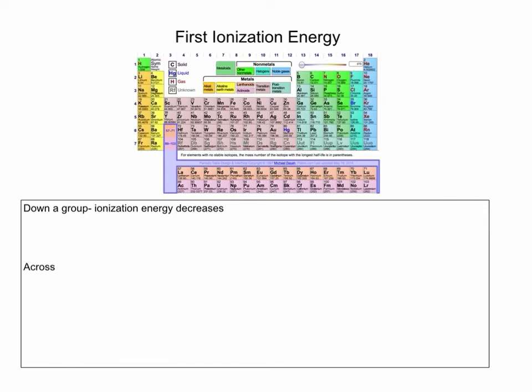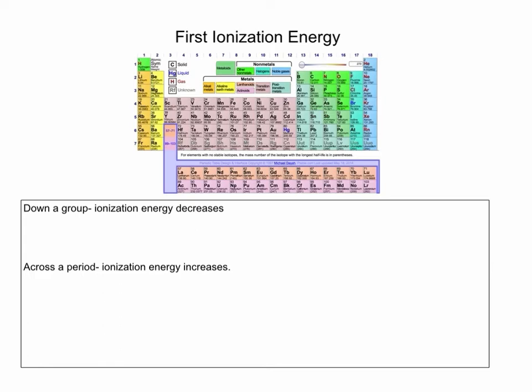Across a period, again left to right, ionization energy increases. And this is again explained by the trends in atomic radius. Because the elements become smaller moving left to right, the electrons are closer to the nucleus on the right side of the table compared to the left side of the table, and therefore there is a stronger force between the nucleus and the outer electrons, so it will take more energy to remove an electron.